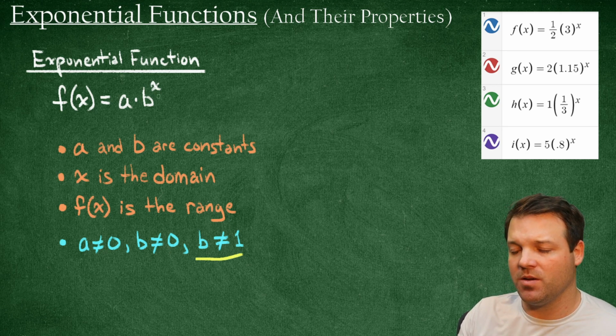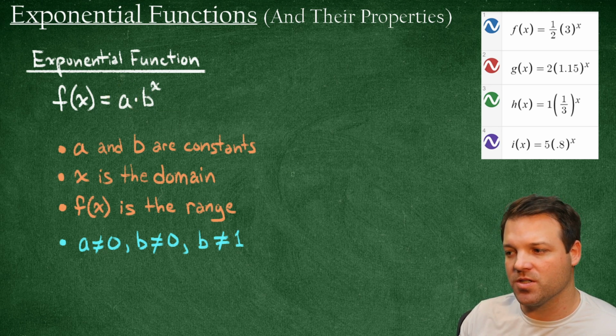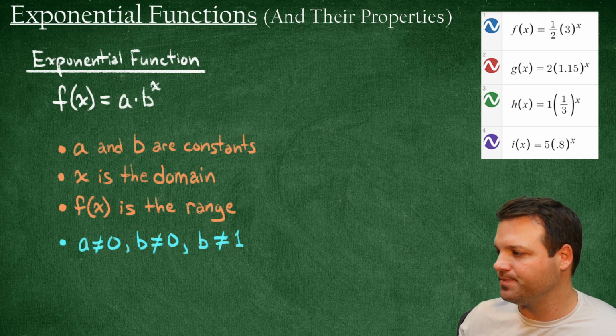So why can it not be 1? Well, for pretty much the same exact reason. 1 to the power of anything is just 1, so we would end up with a times 1, which is again just a constant, wiping out that exponential. So those are our restrictions. There are actually a couple more restrictions that we'll talk a little bit about later on.